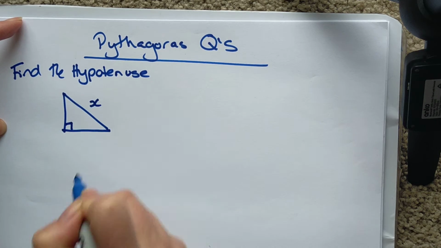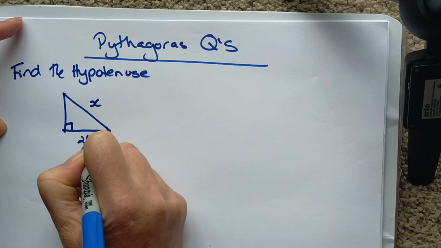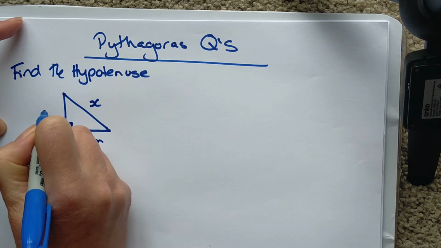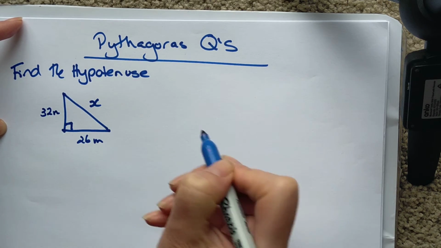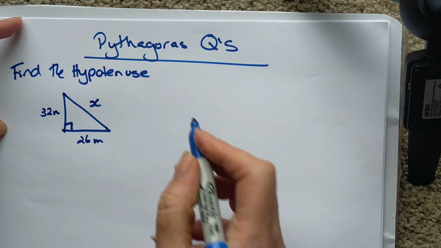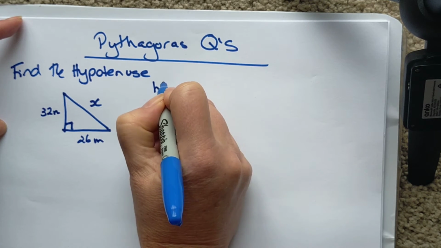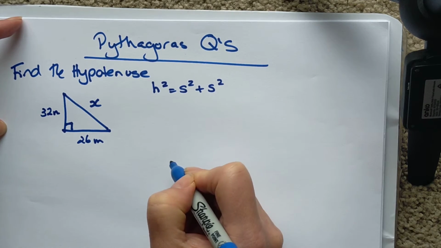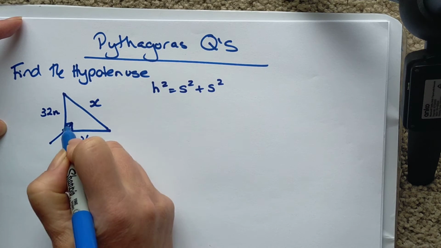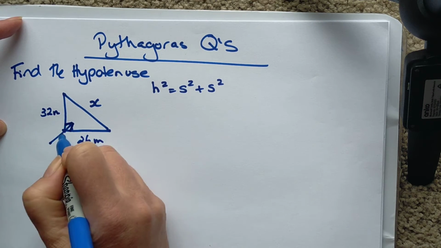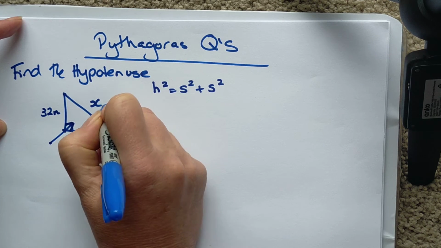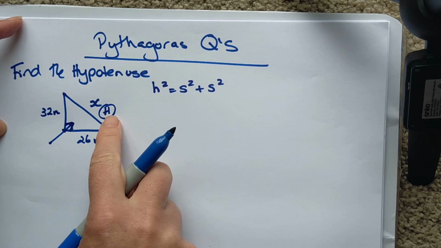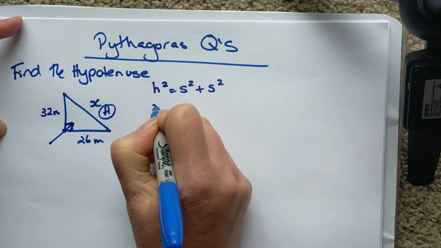will have a missing side over here, and then they'll have numbers on the other two sides. So Pythagoras' rule is always the hypotenuse squared equals one side squared plus the other side squared. On your triangle, if you put an arrow through the right angle, it will always point to where the hypotenuse is. So in this question, the hypotenuse is x.